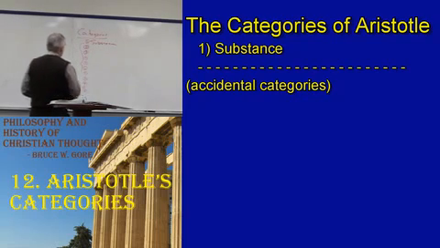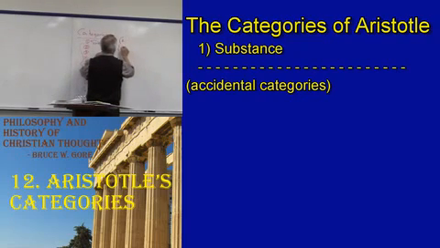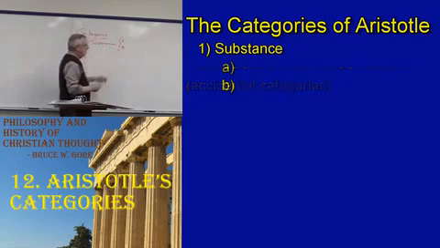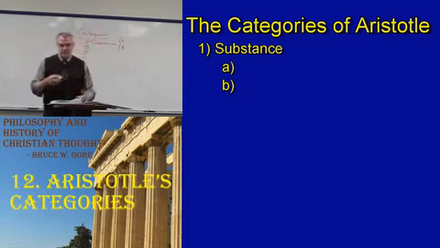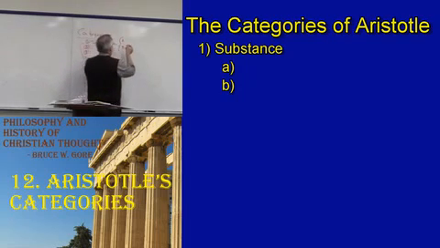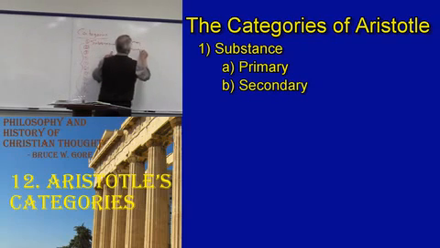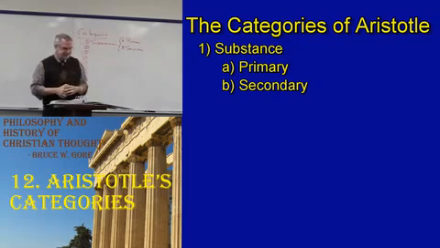Now, new material. When he talks about substance, he distinguishes between two kinds of substance. This is quite important, crucially important. He distinguishes between what he calls primary and secondary substance.